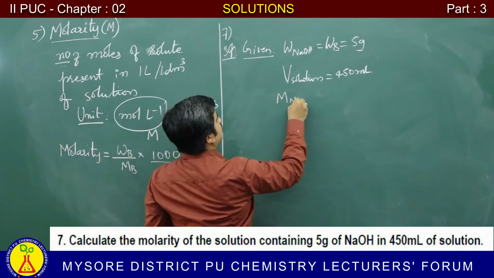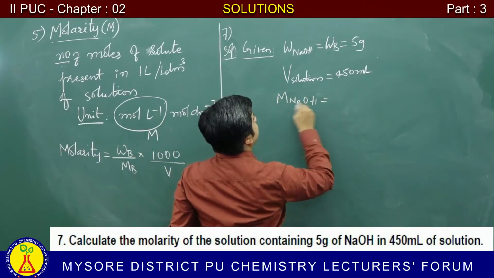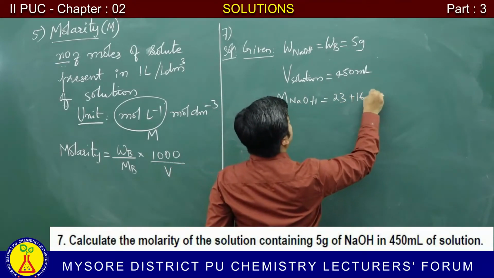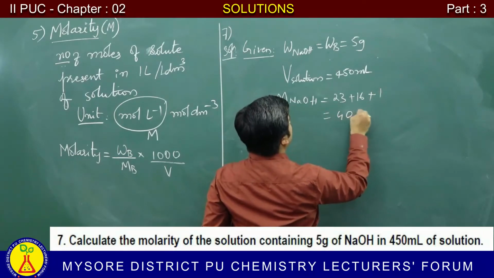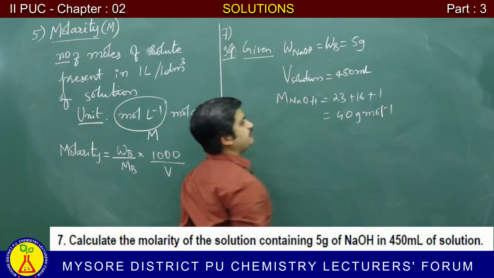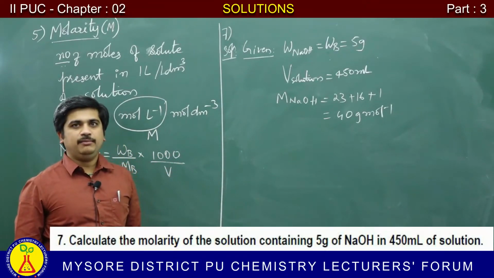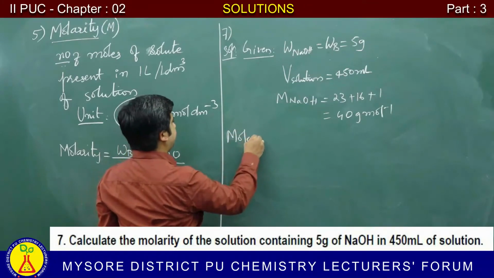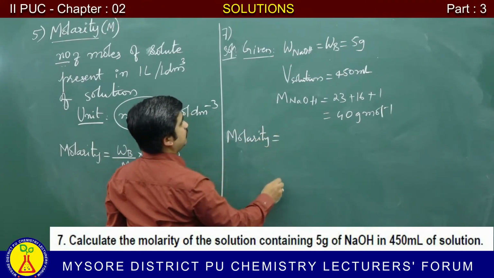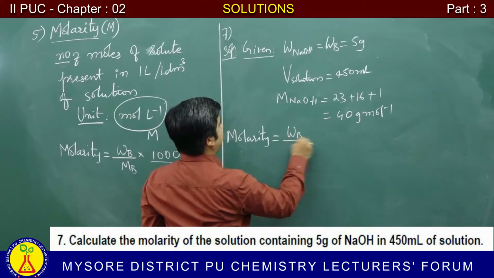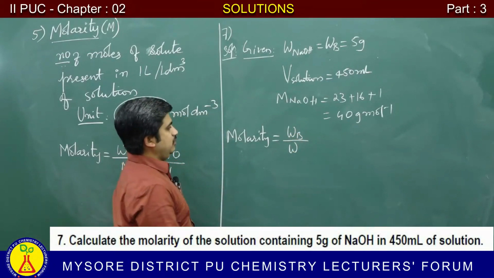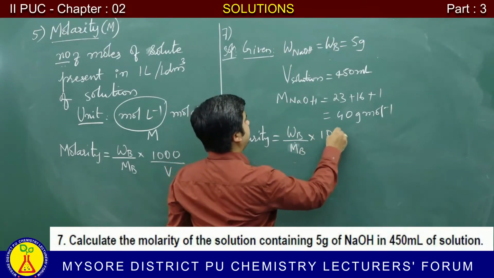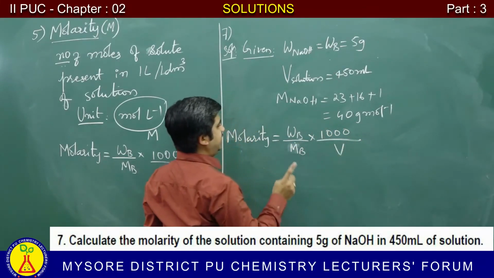Molar mass of NaOH we should know for sure: sodium is 23, 1 into 23 plus oxygen is 16 plus hydrogen is 1. So this comes to 40 gram per mole. So what do we have? Molarity is equal to weight of solute divided by molar mass of solute into 1000 divided by volume of the solution in ml.